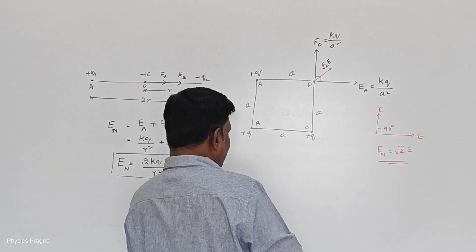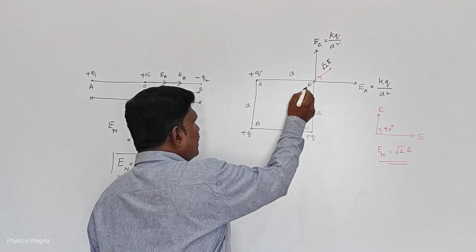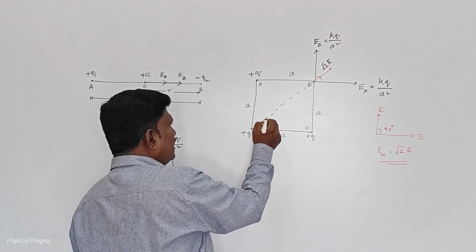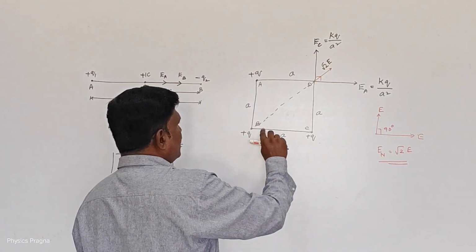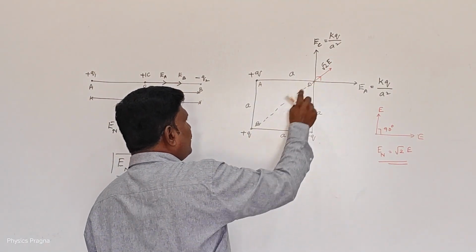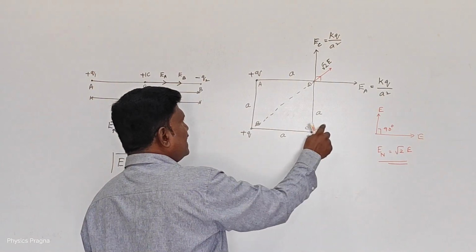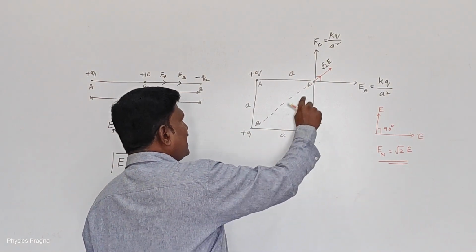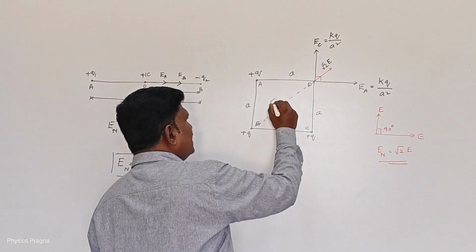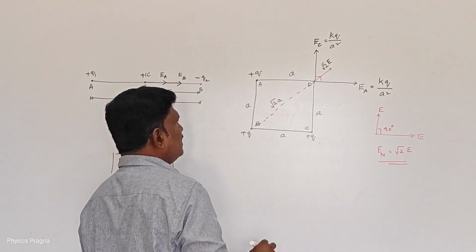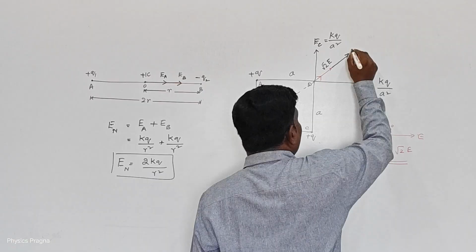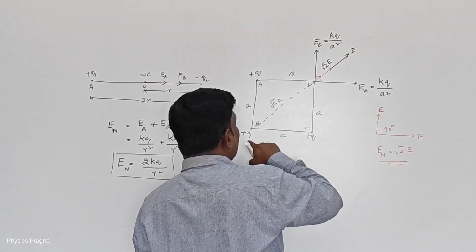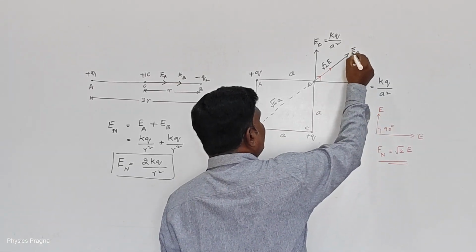At the same time, one more charge is there at B. This positive charge also repels the positive charge at D. What is the distance between point D and point B? This is a, this is a, it is a right angle triangle, and this is the hypotenuse. So this is root 2 a. So this also will be working here. This is the electric field due to the charge present at B.